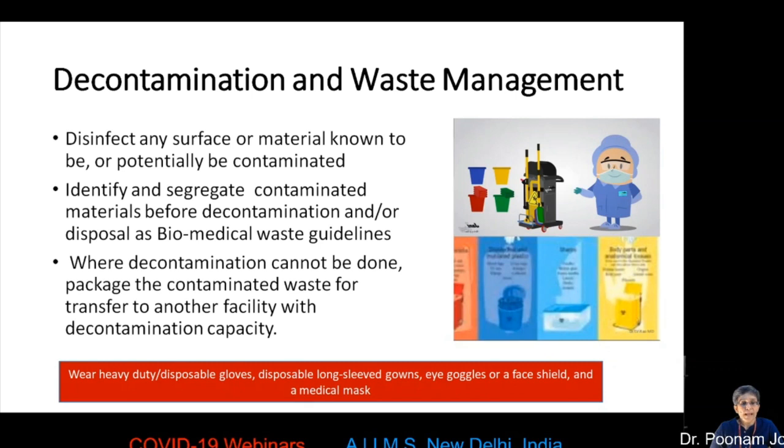So while decontaminating the equipments and the waste and the biomedical waste generated as a result of patient care, one has to ensure that heavy duty gloves are put on, along with disposable long sleeve gown, eye goggles or a face shield and a medical mask.